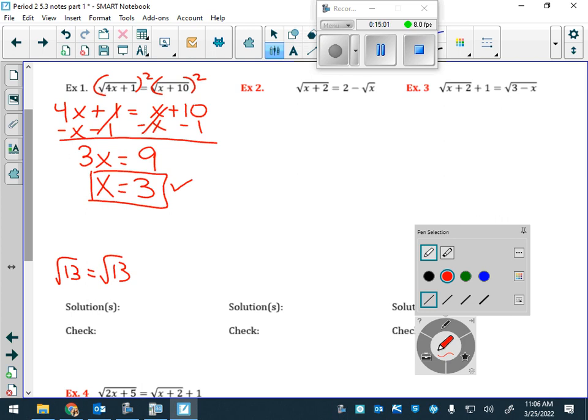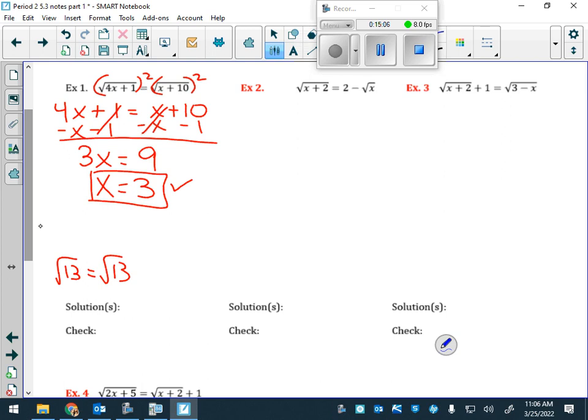Example 2, right? What is the first thing that comes to mind for example 2? What would you want to do here? First thing, yeah. Square both sides. Okay, perfect. So when we square both sides, we have x plus 2. However, on the right-hand side, what do we have to do there? No, not completely.